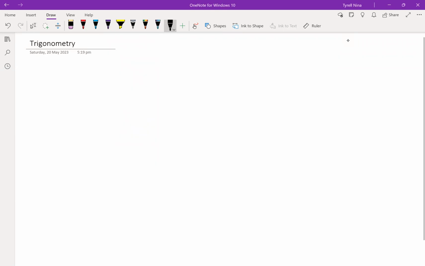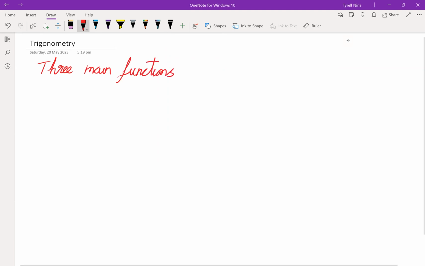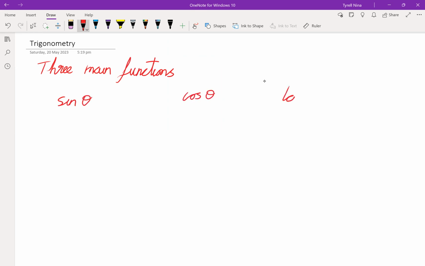Right? So the three main functions we have are sine theta, cos theta, tan theta. For those who learned sec, cosec, and cot, they are no longer on the syllabus, so don't worry. They only use sine, cosine, and tangent. Those who learned sec, cosec, and cot, not on the syllabus.